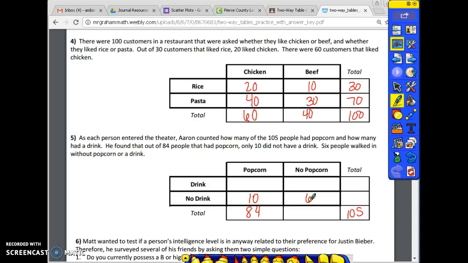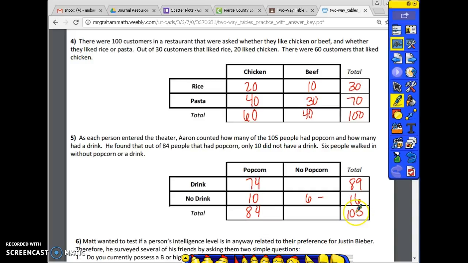So now that we have these, we can fill in what we know. We know that the total that had no drink is 10 plus 6, which is 16. There's 105 total, 16 of which did not have a drink. That leaves us with 89 customers that did have a drink. We have 84 total that had popcorn, and take away the 10 that didn't have a drink, that leaves you with 74 that got popcorn and a drink.